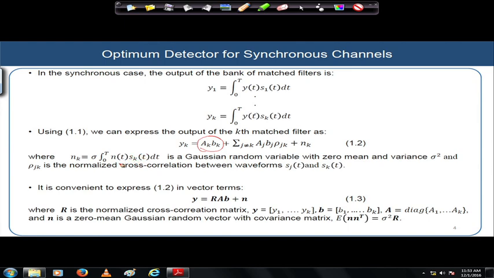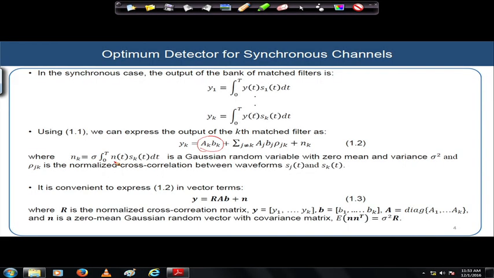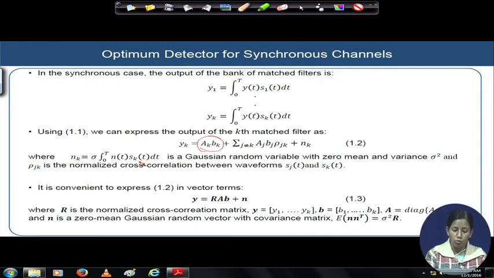So, as a noise spectrum, we understand in spread spectrum communication that the noise spectrum will be spread in the receiver once multiplied with the signature waveform, and hence it will also be associated with the cross correlation matrix. That is why the covariance matrix of this noise, which is given by the mean of n times n transpose, has a relation with this cross correlation matrix capital R. This cross correlation matrix is a contribution of the signature waveform, multiplied with the variance of the noise.